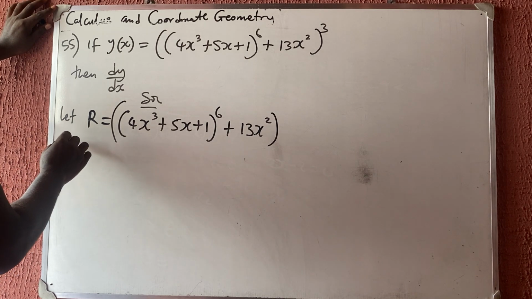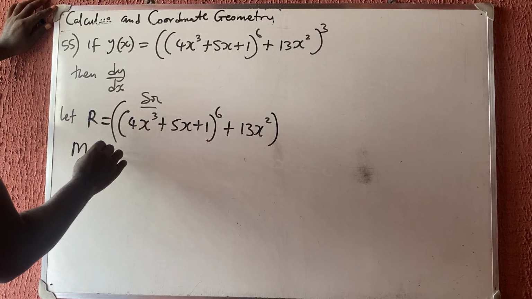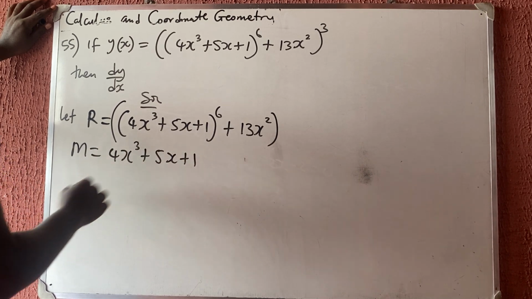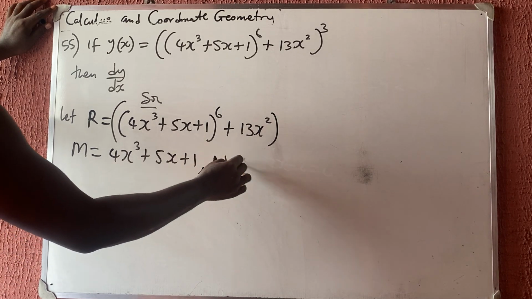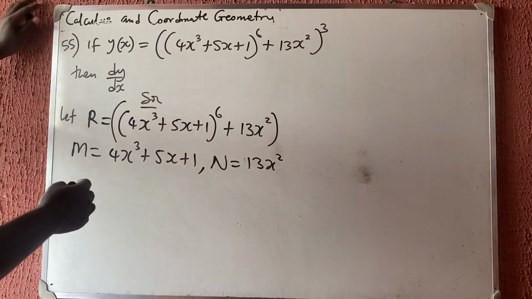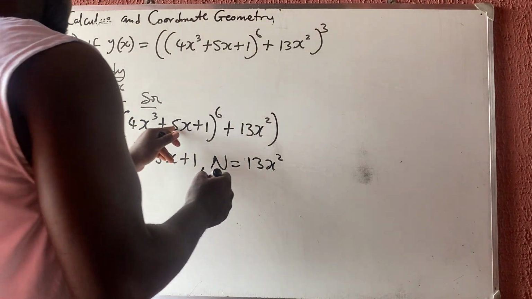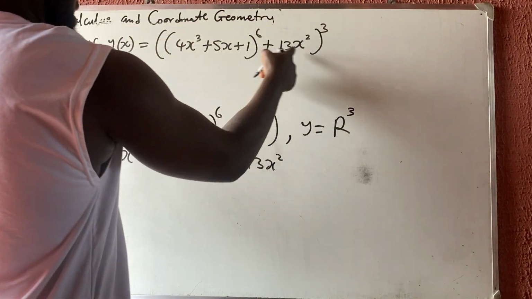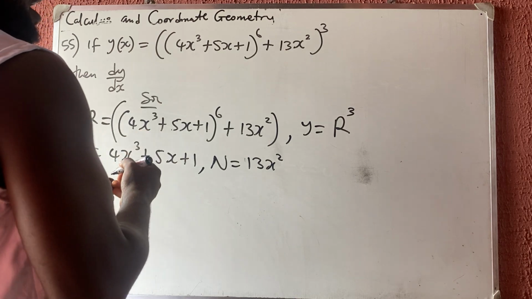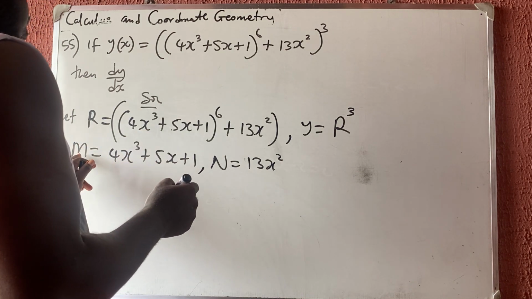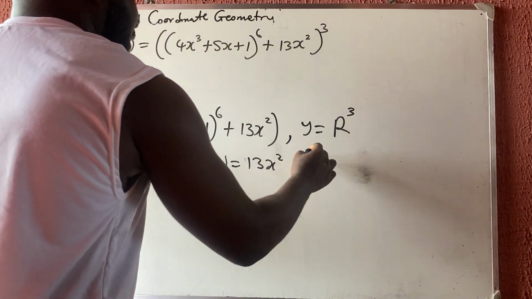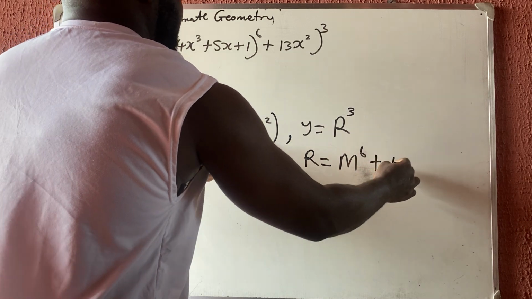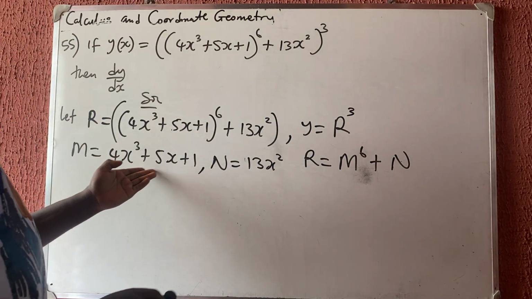Now we will say that let m be this one. Let m be 4x raised to power 3 plus 5x plus 1. Then let n be this 13x squared. Now, since we say that r is this, automatically my y is equal to r raised to power 3, because everything inside there is our y. Now, since we say that m is equal to this and n is equal to this, automatically my r is equal to m raised to power 6, then plus n.